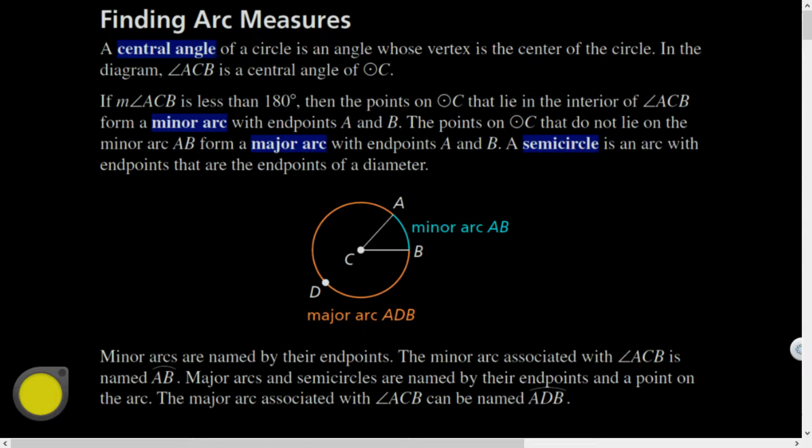We are in section 10.2 today, and we are finding arc measures, which I assure you will not be measured in cubits today.